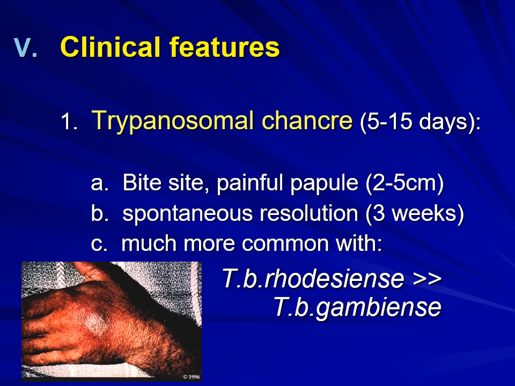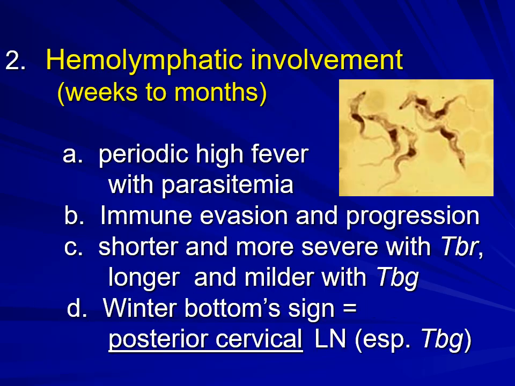Now, how does the clinical illness start? It starts with a trypanosomal quote-unquote chancre, which appears about a week from the time of the bite by the tsetse fly, by Glossina. This occurs at the bite site, a painful papule, 2 to 5 centimeters, like you may see here, with spontaneous resolution within a few weeks, and this is much more common. That is, this chancre is much more common with the rhodesiense variety rather than the gambiense variety.